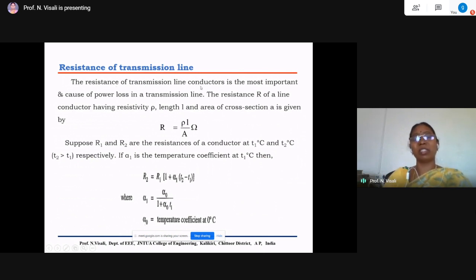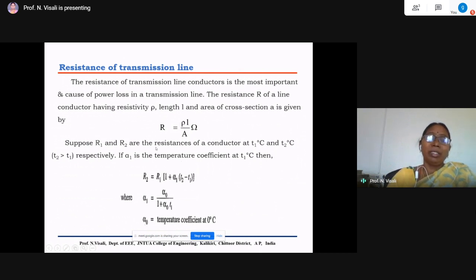The resistance of the transmission line conductors is the most important cause of power loss in the transmission line. The main importance of resistance is that because of its presence, losses are going to occur in the transmission line. What the value of resistance is depends on the resistivity of the conductor times the length of the conductor divided by the area of cross section of the conductor. So for the conductor, the resistance can be calculated as rho times L by A ohms, and this value of R mainly causes the power loss in the transmission line.